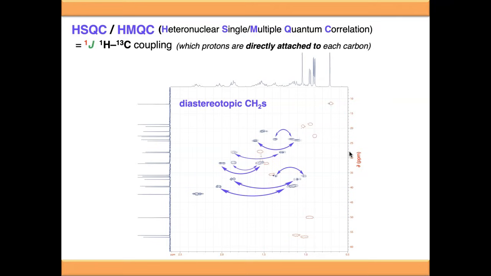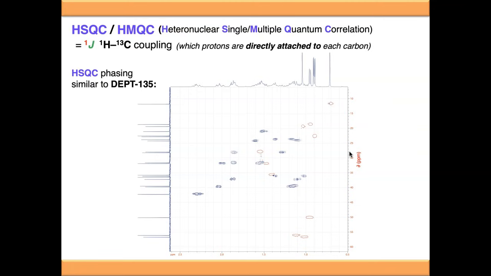Now, the other thing you might notice about this is the phasing. So there's 2 different colours of signals here. Some of them are red, some of them blue. And this is similar to a DEPT-135 spectrum. So if you've not watched the video on carbon-13 and DEPT, you can go back and watch that.